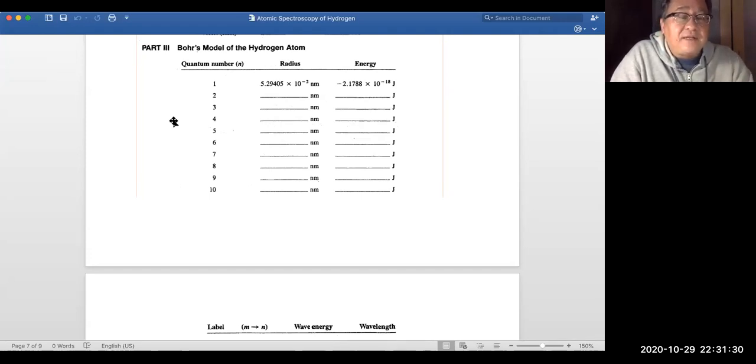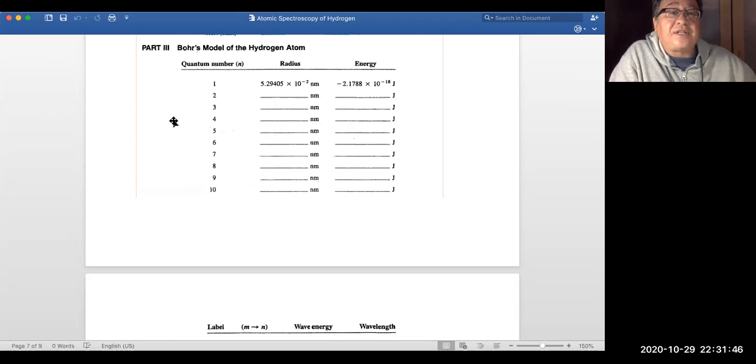Notice that we have a table here that goes all the way to 10. We're only going to go all the way to 7. Okay, so we're not going to go to 10. We're only going to go to 7. And we're going to calculate the radius, and we're going to calculate the energy.